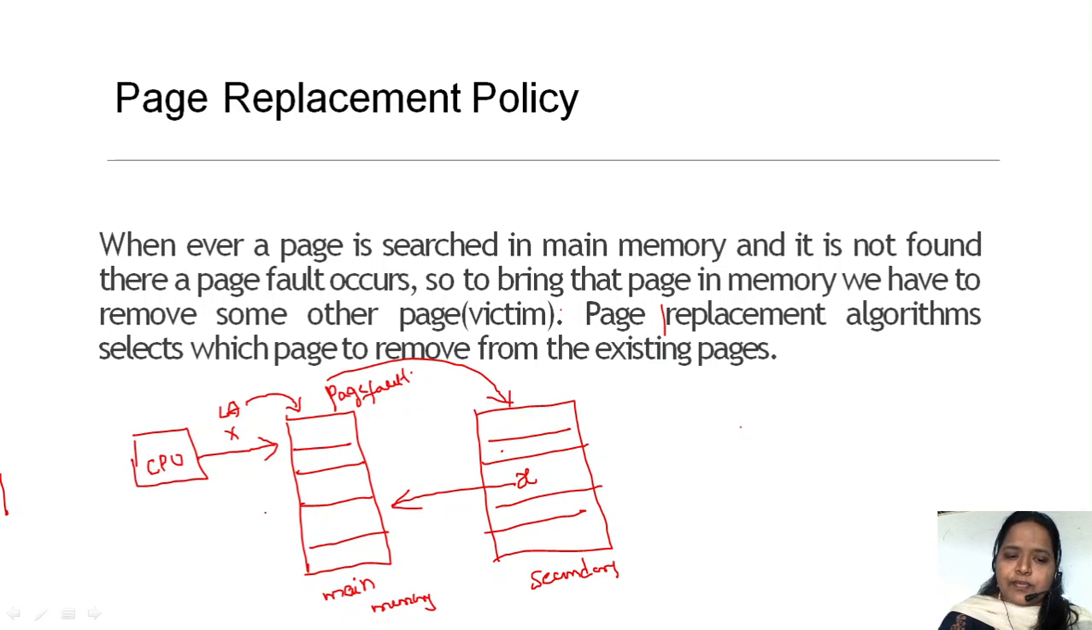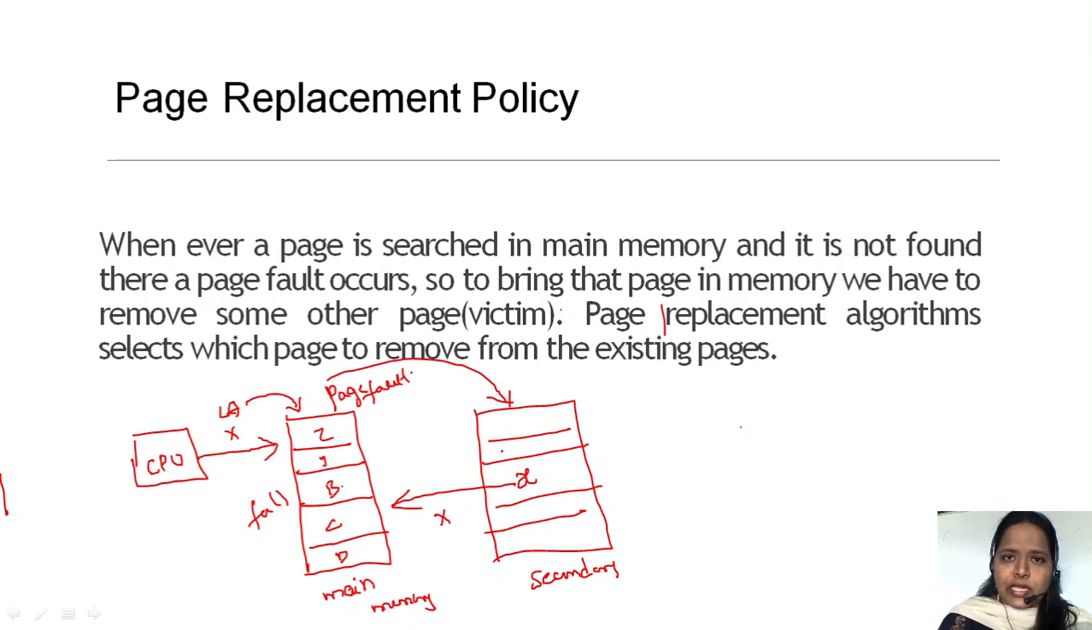Suppose this main memory is full, and here are some pages Z, Y, B, C, D that are loaded onto the main memory, but we don't have any space to load the X page here. Now what we have to do is take any one of the pages, either it may be Z, Y, B, C or D, whichever page it may be.